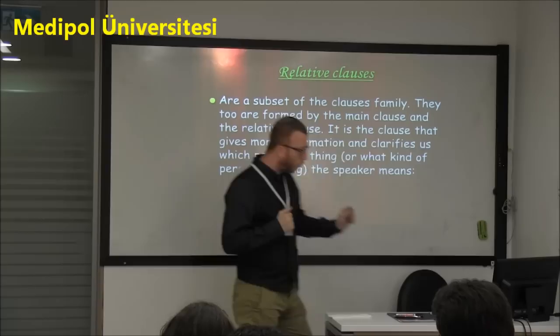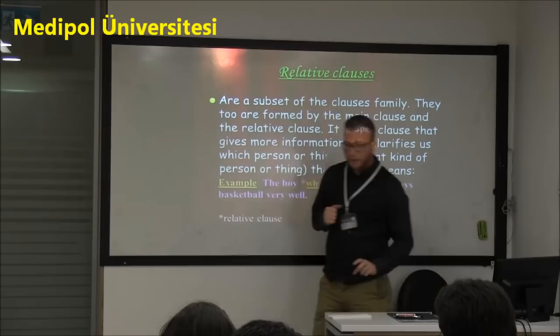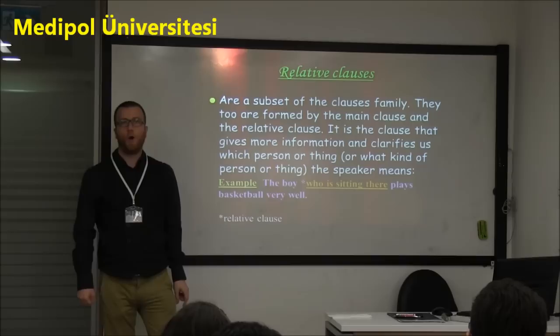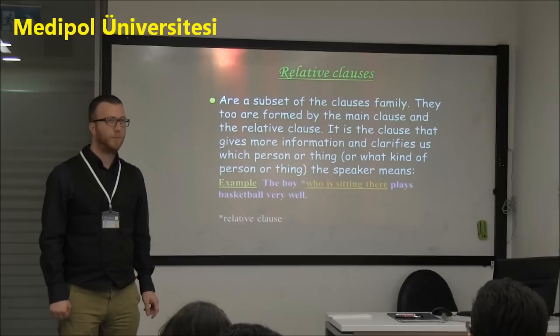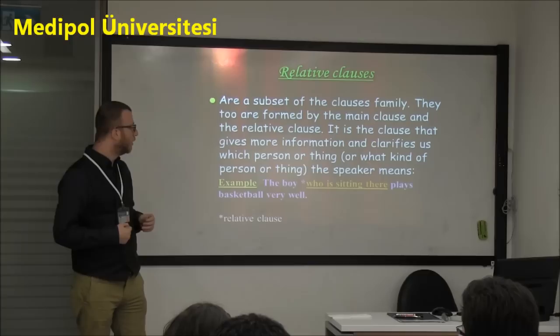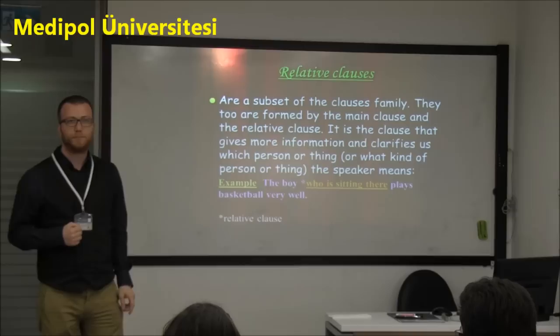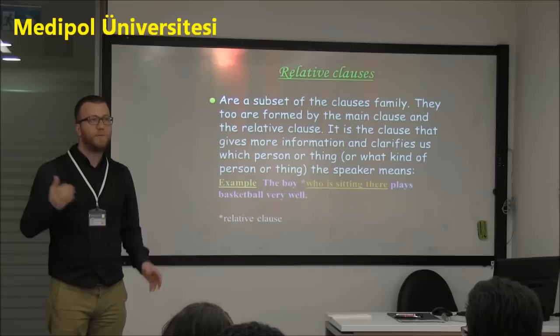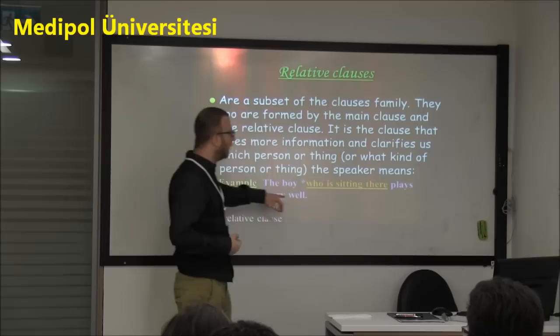So, in this example, the boy who is sitting there plays basketball very well. The noun, the boy, do we know anything about the boy here? No. Not at all, right? We don't have any idea. That's why here the function of the relative clause is obvious and clear. In this example, it helps us to identify the noun, the boy. Because the noun is not clearly stated here, it's not someone well-known or a famous person, or someone we are familiar with, we need extra information, we need a relative clause with which we can understand who that boy is.